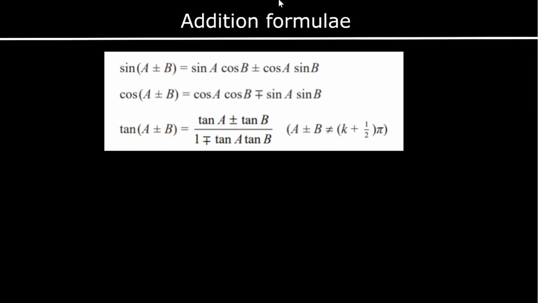Here we have the addition formula. We have sine A, and we've got a plus or minus here. We read this as two different formulas. So we either have the top one, so sine A plus B.